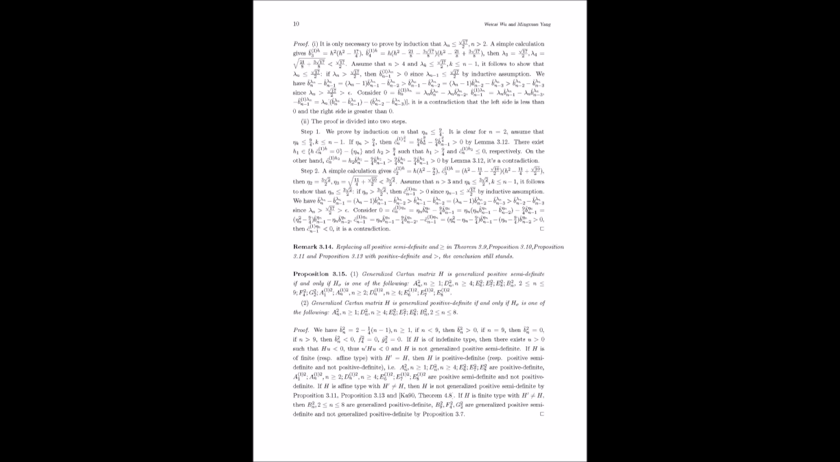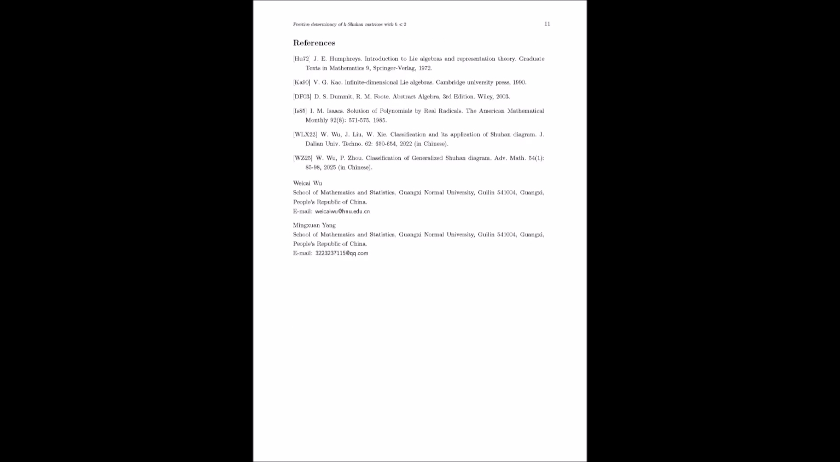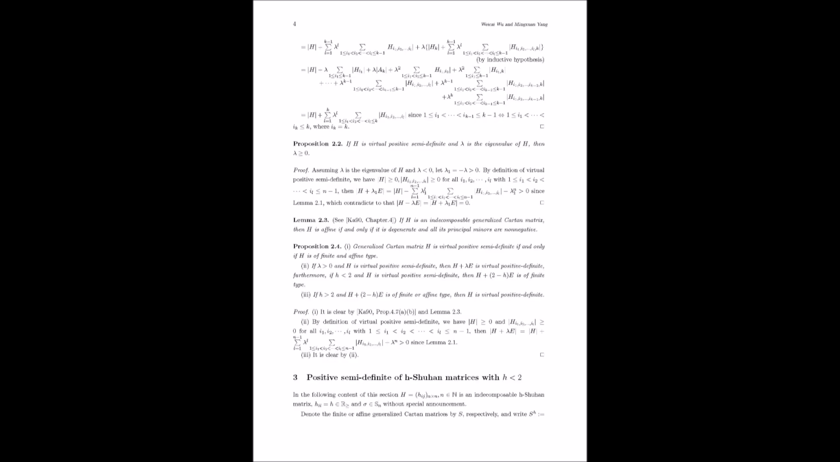All of these results about semi-definiteness still hold true if we swap semi-definite with definite and make those inequalities strict. So it's like they're testing the boundaries of their findings, making sure they hold up under different mathematical conditions. Exactly. They're showing us that their conclusions are robust and can be applied in a variety of ways. And finally, Proposition 3.15 brings us full circle, connecting it all back to generalized Cartan matrices and their classification. Right. It's like we've completed a loop showing how these specific h-Shuhan matrices provide valuable insights into these broader algebraic structures. It's amazing how Wu and Yang have woven together all these different concepts.